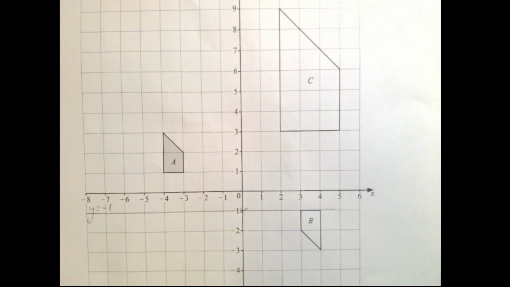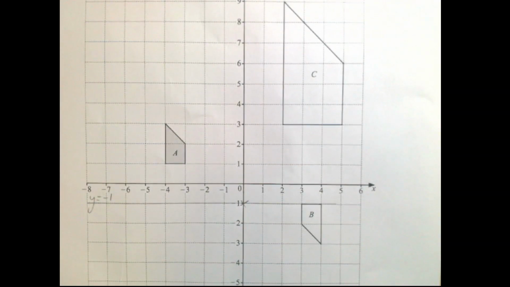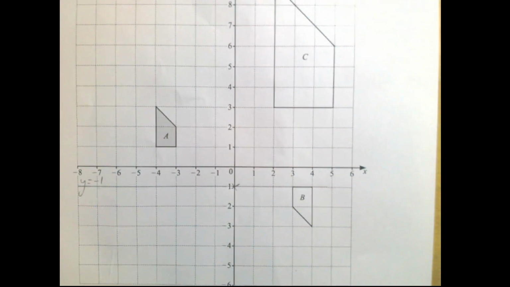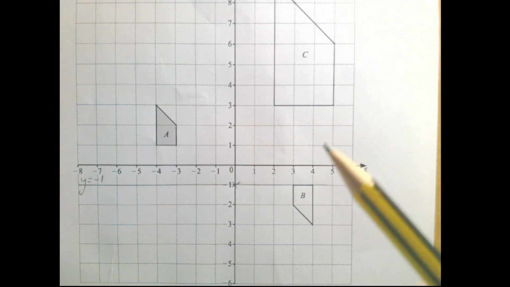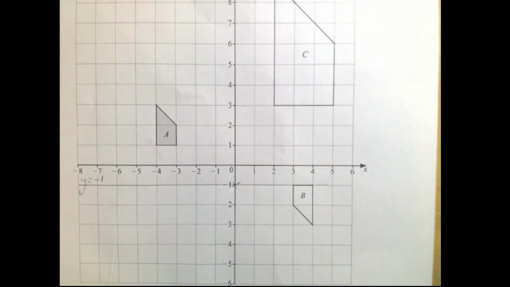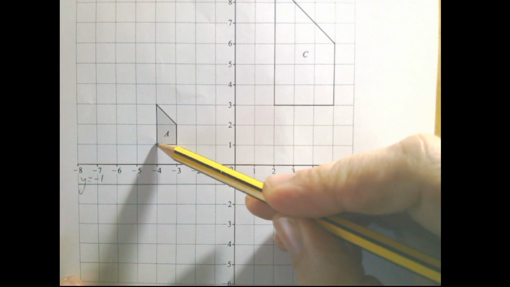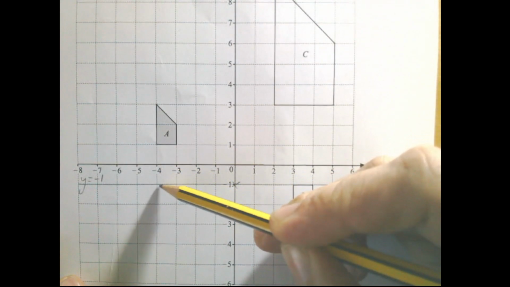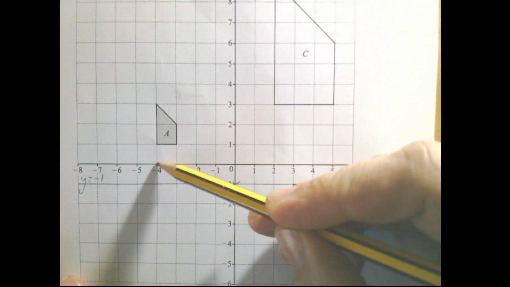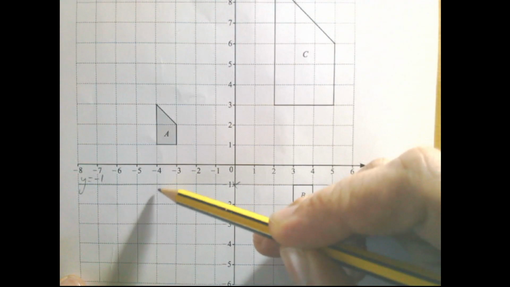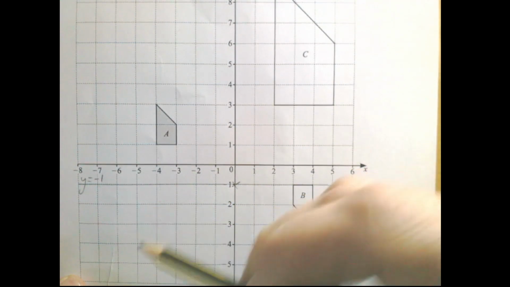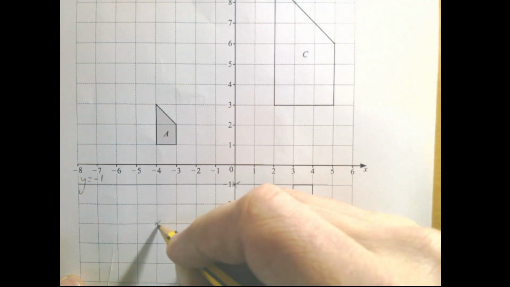Okay, so that would be the line y equals minus 1. Right, now we need to reflect the shape. There's different ways of doing this. I am just going to count squares. So, you see this corner here? It is 2 squares away from this line. Don't confuse it with the x-axis, this line here. So we got 2 squares on the other side. So that will be now its new position.